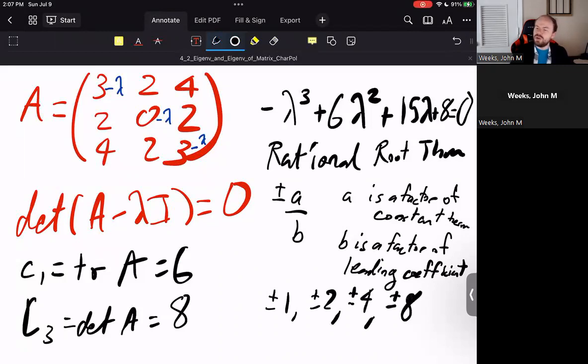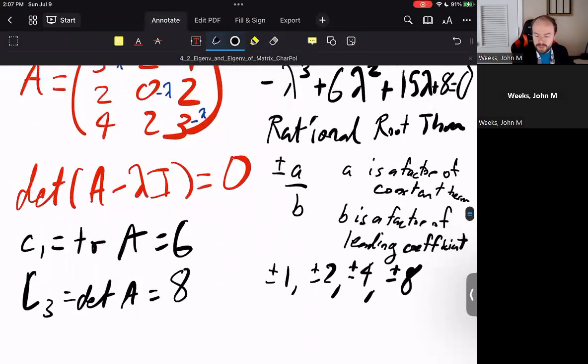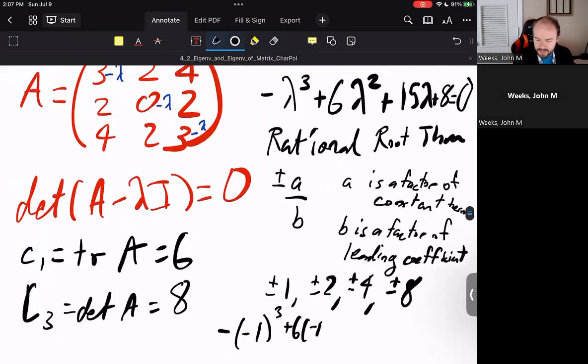Essentially what we can do is now just try and do some kind of guided work here. What lambda values would work? Lambda equals 1, for example, doesn't seem like it would work here. We would just be adding the coefficients together if we plugged in lambda equals 1. What about lambda equals -1? What if we plug in negative 1 cubed plus 6 times negative 1 squared plus 15 times negative 1 plus 8? Question is, what do I get that's equal to?